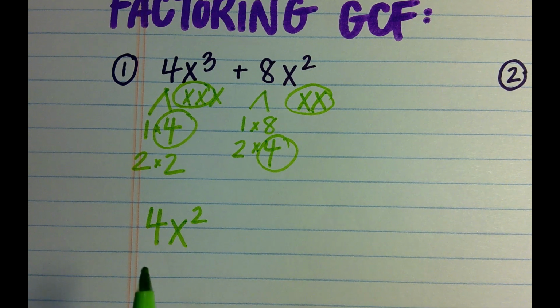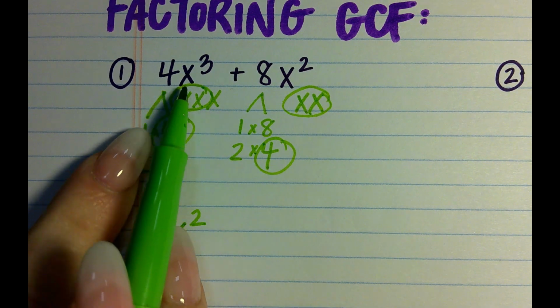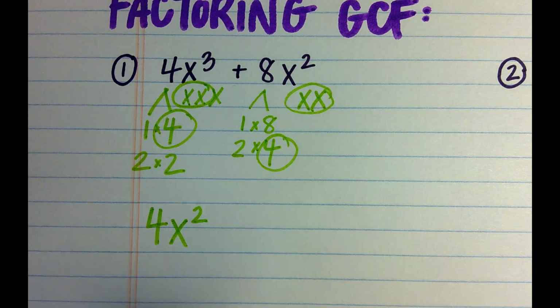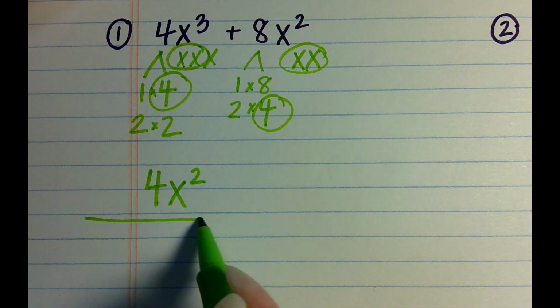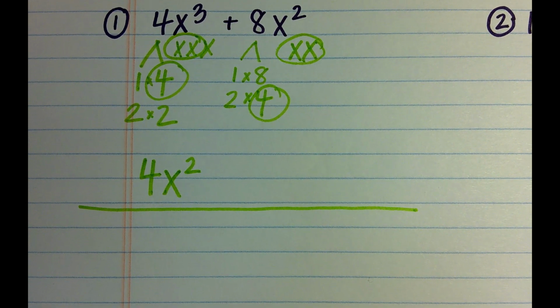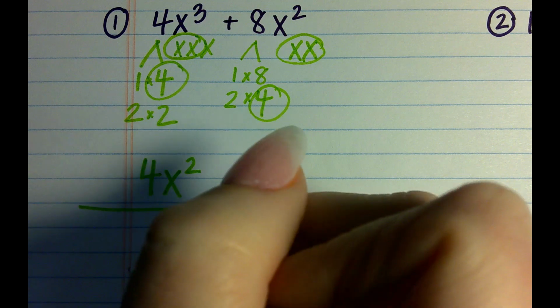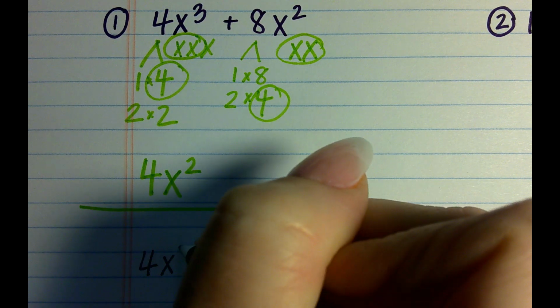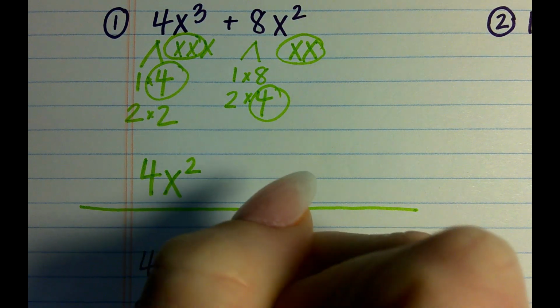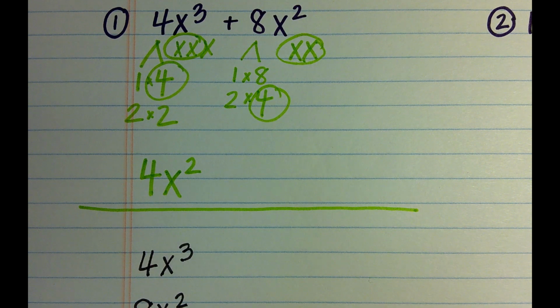Now, before we move on, does everybody understand where the 4 came from, where the x squared came from? Okay, so let's make a line and see if I can simplify this as much as possible. What I'm looking to see is what can I divide both of these terms by? 4x^3 and 8x^2.